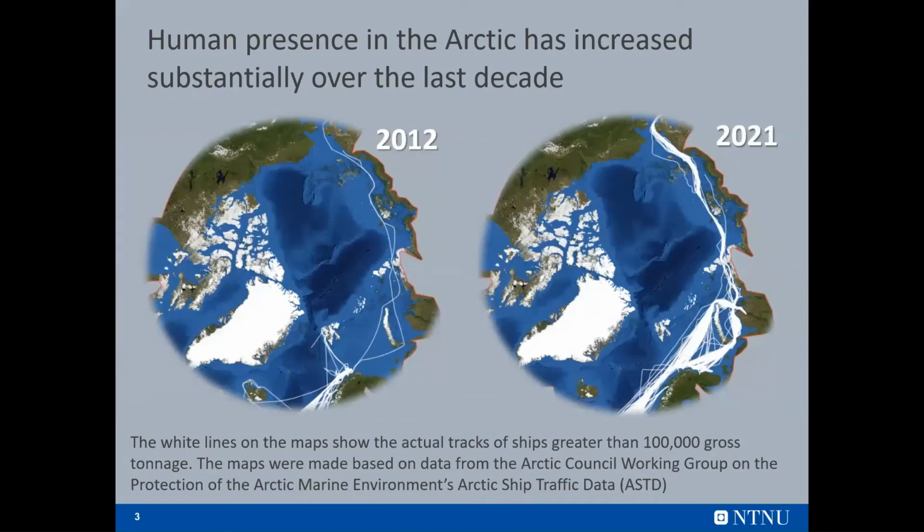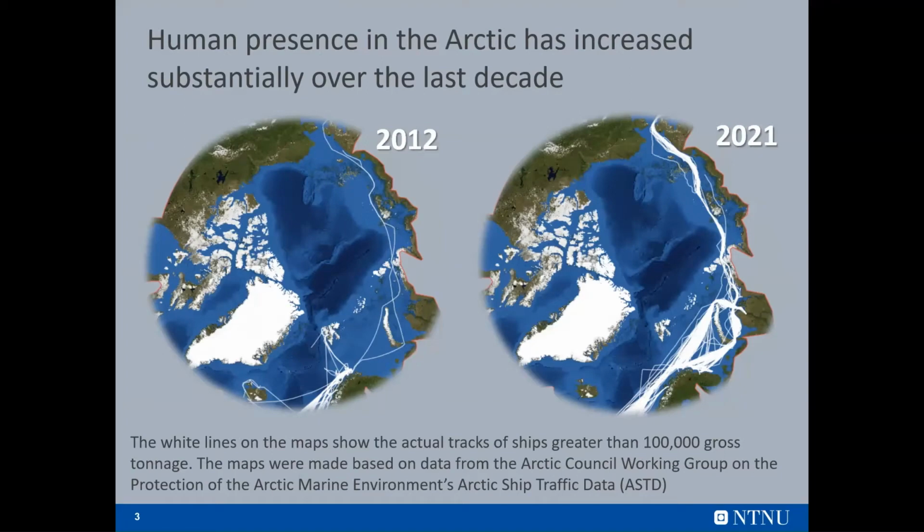At the same time, human presence in the Arctic has also increased substantially over the last decade. Here you can see two maps with the shipping traffic from 2012 and 2021. The data comes from one of the Arctic Council's working groups, PAME. It's the Protection of the Arctic Marine Environment's Arctic shipping database. What you can see here, the white lines on the maps, show the actual tracks of ships that are greater than 100,000 gross tonnage. These are huge vessels that could be up to 300 meters long.